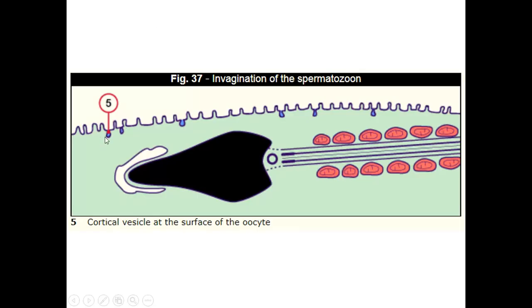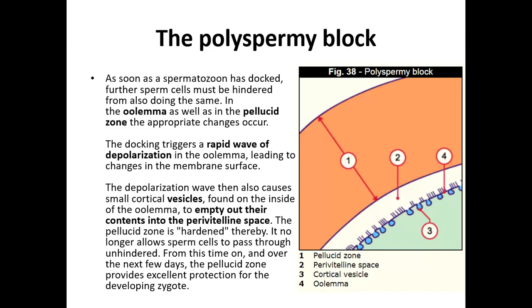Yeah, but these vesicles which are secreting outside when sperm get in contact, they are responsible for the process known as the polyspermy block. So now let's talk about the polyspermy block. The polyspermy block is a process which prevents multiple sperm from entering the ovum. By which mechanism?